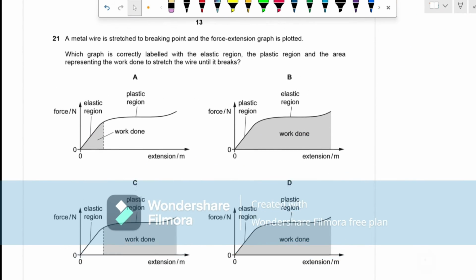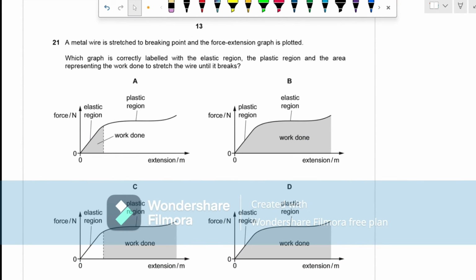We'll be given a metal wire that is stretched to breaking point, and the force extension graph is plotted. Which graph represents the elastic region? So basically, the elastic region is where it's elastically extending, but it returns back to its original position. So this is the elastic region, meaning B is wrong. This is indeed the elastic region, so all of these are correct.